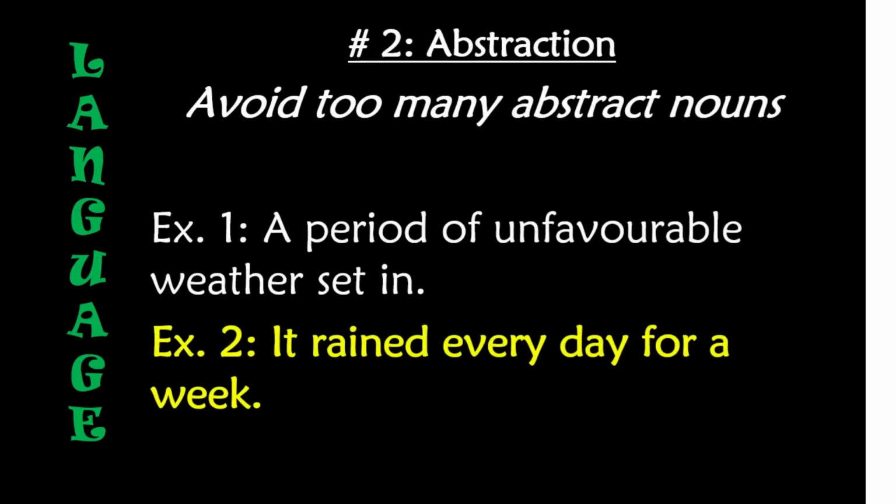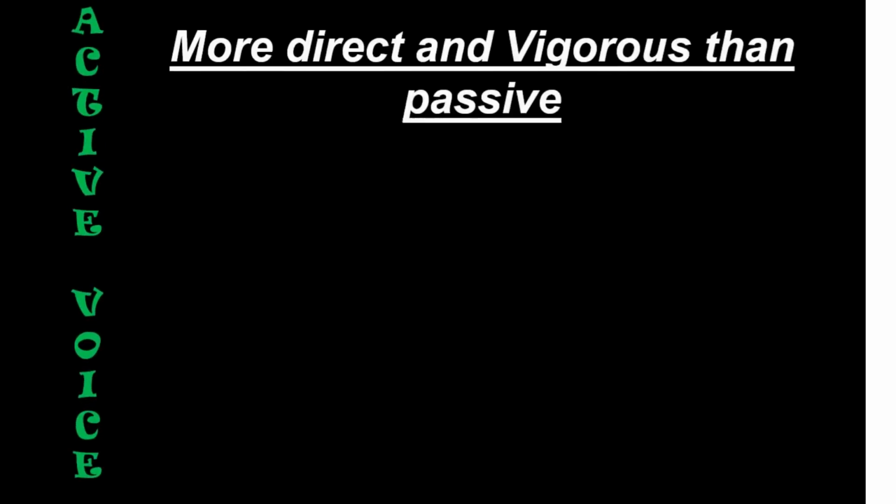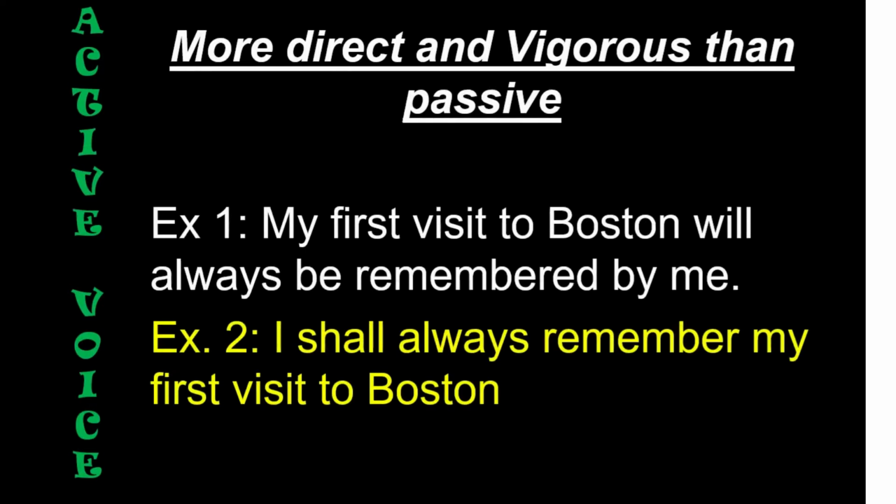Number 2. Abstraction. Avoid too many abstract nouns. Example in yellow text is under this principle. Active voice. More direct and vigorous than passive. Example in yellow text is an active voice.